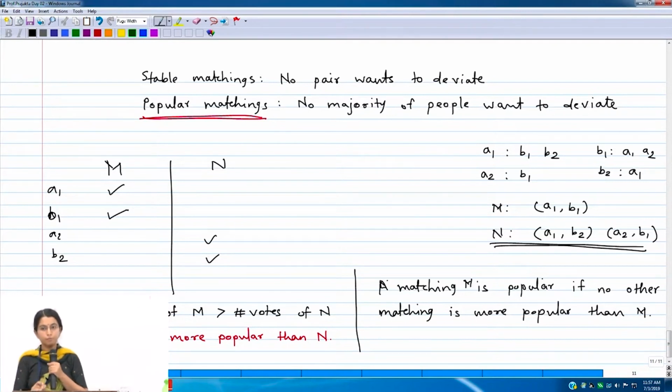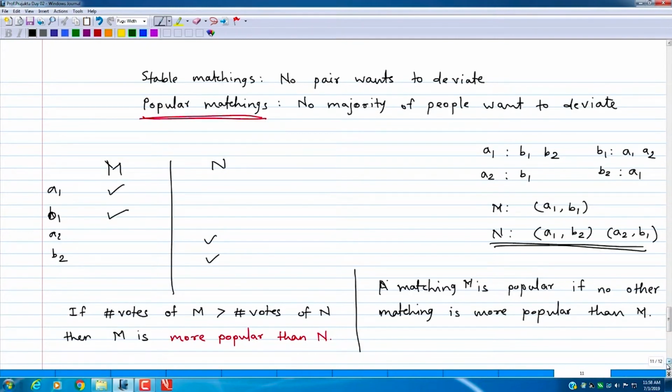When we define popularity, we only count the number of votes, but our goal now would be to find a maximum size popular matching. Here it happened that the stable matching is also popular and a larger matching is also popular. Is it always necessary that a stable matching will be popular? Can you try to think of an example if you think that should not be the case?